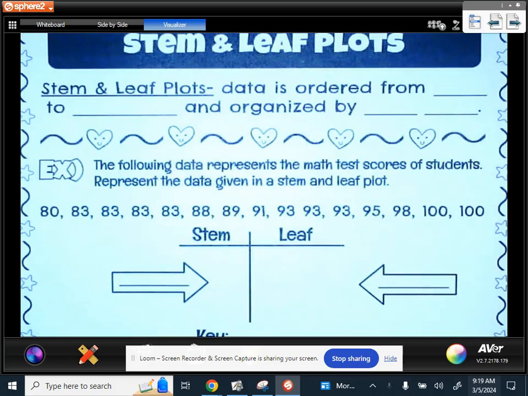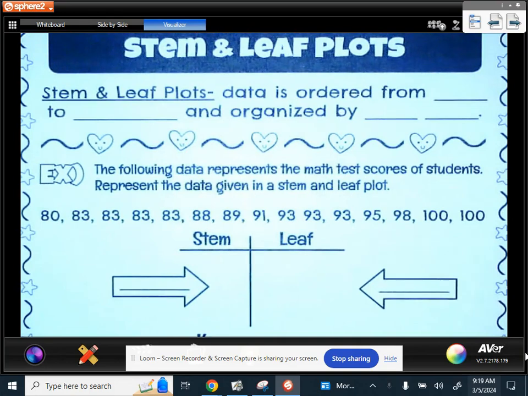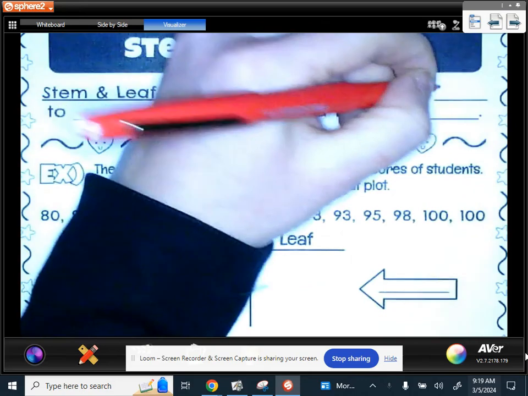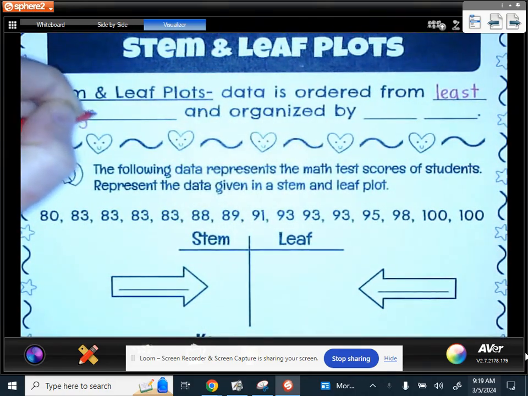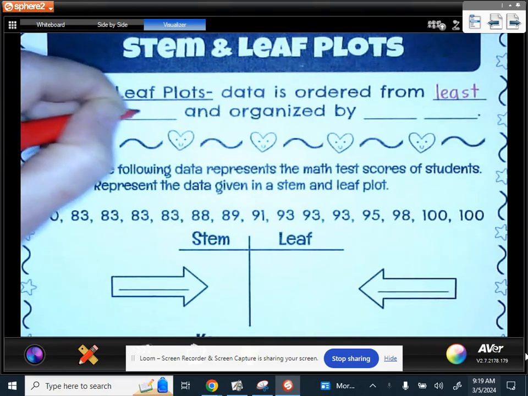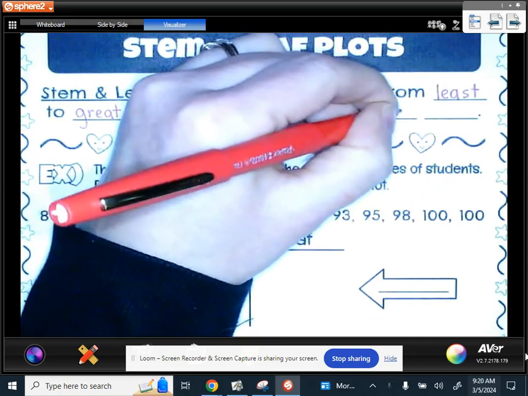We're going to talk about a type of graph that you have actually seen since at least fourth grade. I know my fourth grade daughter is working on them right now, and it was heavily tested in fifth grade. So you should be familiar with stem and leaf plots. The data or the numbers in stem and leaf plots are ordered from least to greatest, and they're organized by place value.